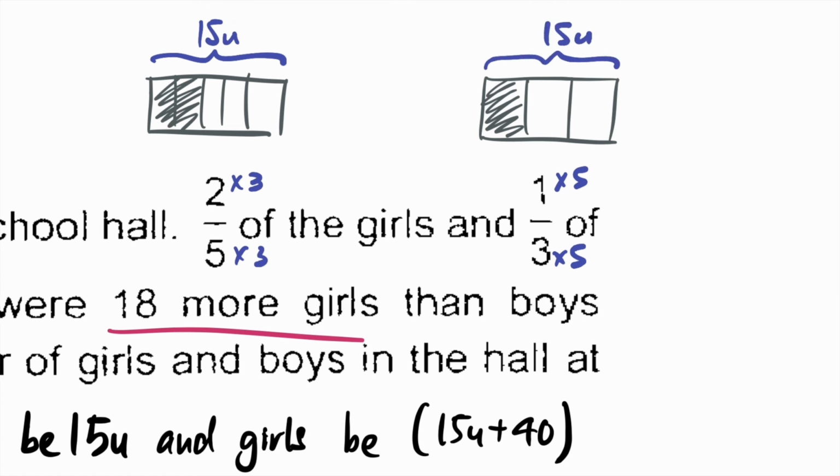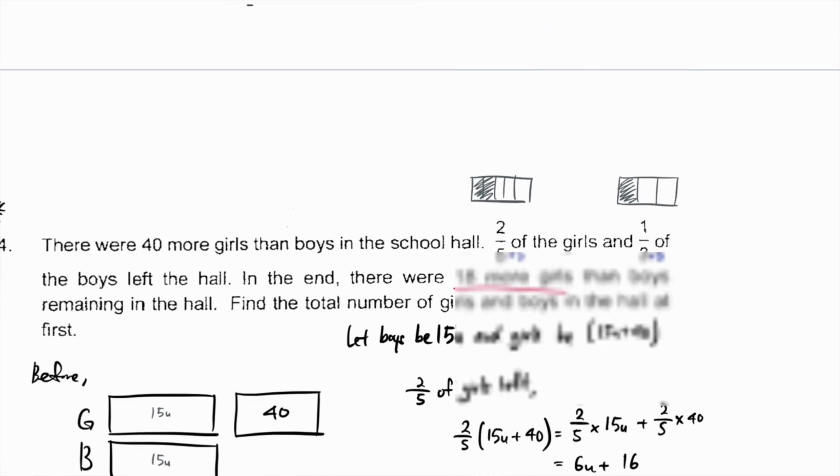Why would you want to use 2 different units? 5 and 3. Now we can turn both into 15 units. So we can just shade 6 units and we can just shade 5 units. And the total for both are 15 units. And this is exactly what I will do, okay?